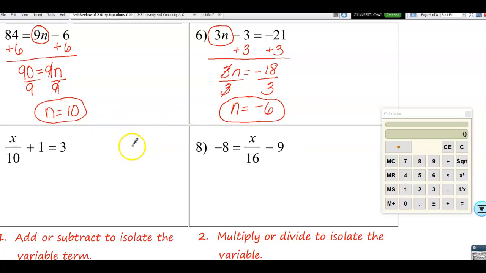All right, now these are a different kind. In this case, the variable is being divided by a number. So our second step, which has been divide up until now, is now going to be multiply. So let me show you what I mean.